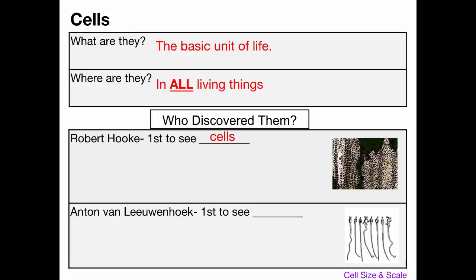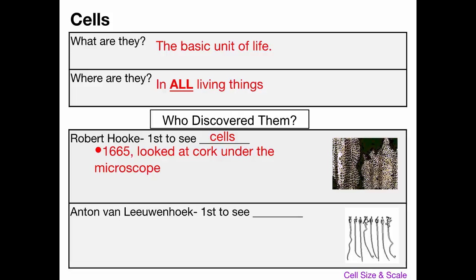What he looked at was this. What is that? Pass that around, Alex. What is that I just gave you? Yeah, it's cork. Okay. Cork is from a plant. It's from the bark of a tree.